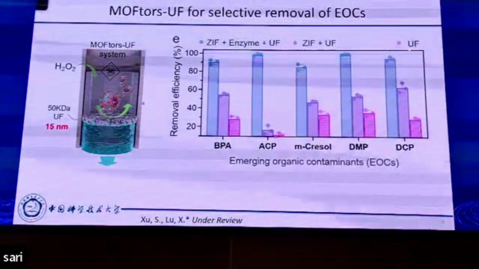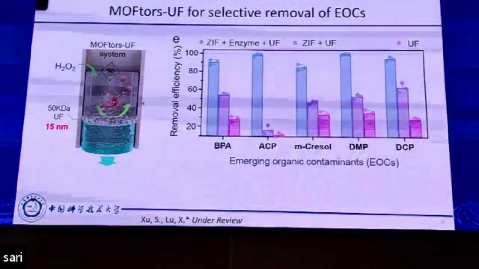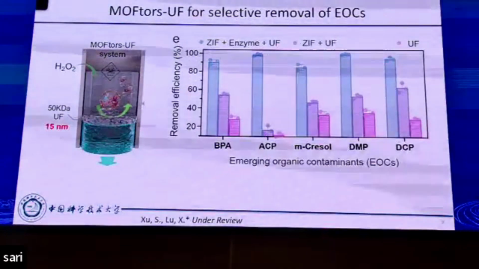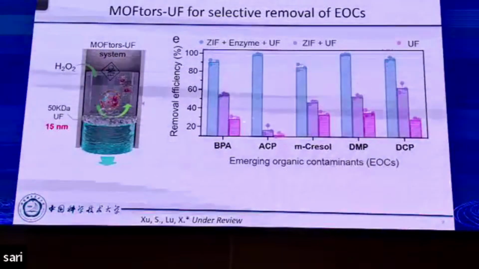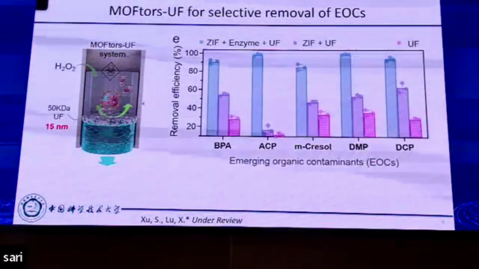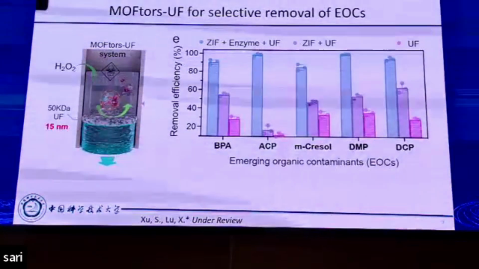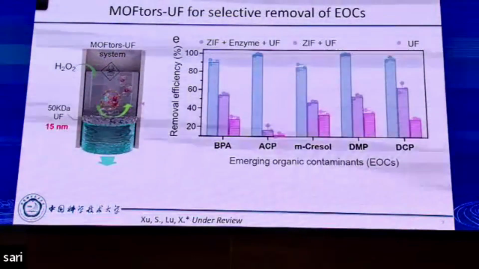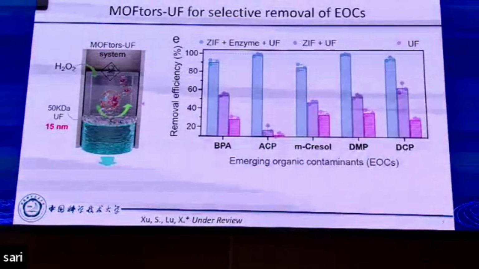As we expected, for the UF alone, these purple columns, we can see that for all these phenolic compounds, rejection is relatively low. Whereas if we add the nanomaterials without enzyme into the system, there is some enhancement of the rejection compared to the UF system, which is basically because of this adsorption effect. And after that, if we have this ZIF plus the enzyme plus the UF, this system gave us a much better rejection, because for most of the compounds, we can achieve like 100% rejection. So generally, we first demonstrate this idea actually works.